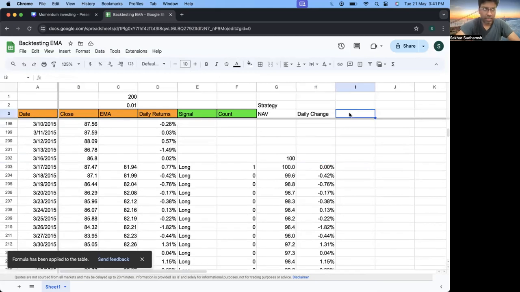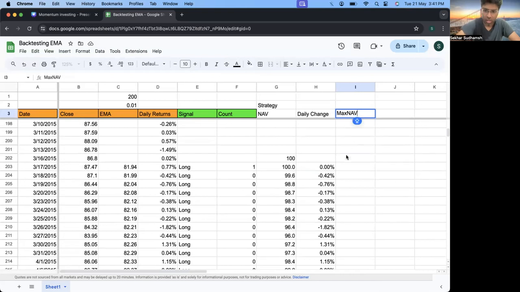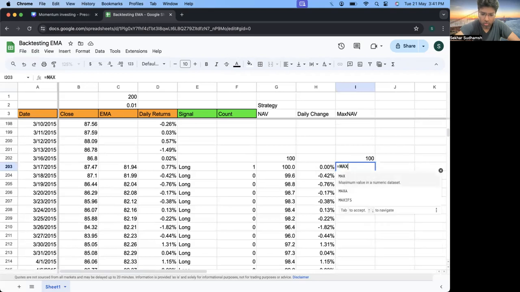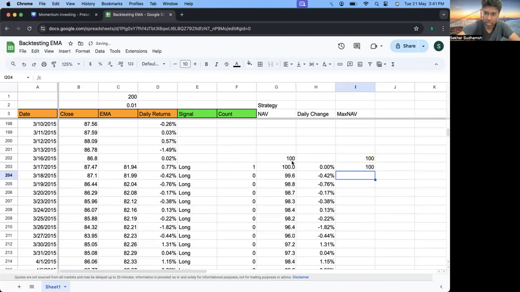Now, after I get the daily change, what I'm going to do is calculate max NAV. This max NAV function helps me in calculating the drawdown. So that's why I'm going to use this max NAV. What I'm going to do is equal to max of yesterday's value, and compare it with today's NAV. So if you see the function, sorry, let me double click this and show you the function.